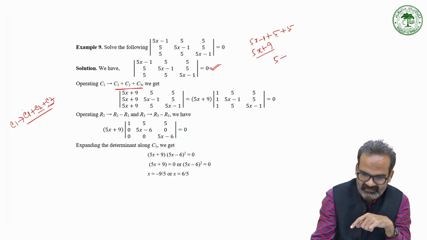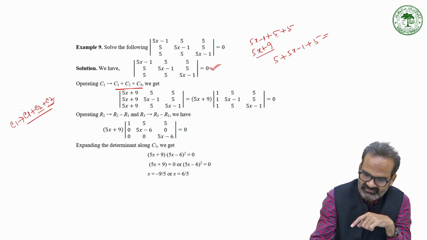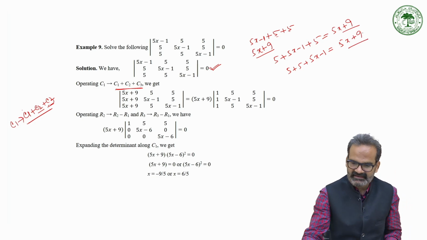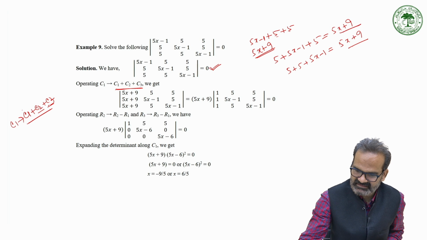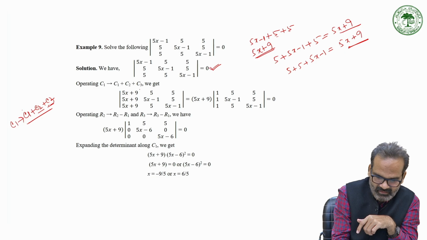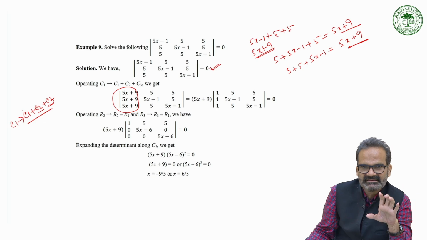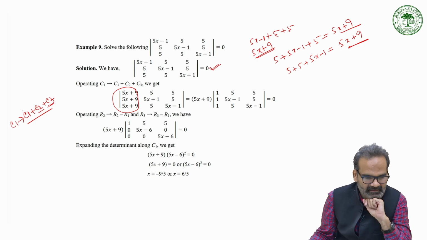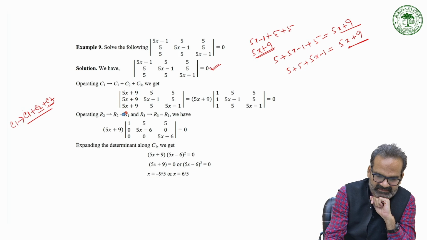In the same way for the second row, the first element is 5 plus 5x minus 1 plus 5. So you will again get 5 plus 5, 10 minus 1, 9, again 5x plus 9. And similarly in the third, 5 plus 5x minus 1 plus 5, you will get 5x plus 9. So in all three cases, we are getting the same value, 5x plus 9. That is what we have written here. See this? This is our column 1, which is obtained after using the operation C1 plus C2 plus C3 in the given determinant. Clear?